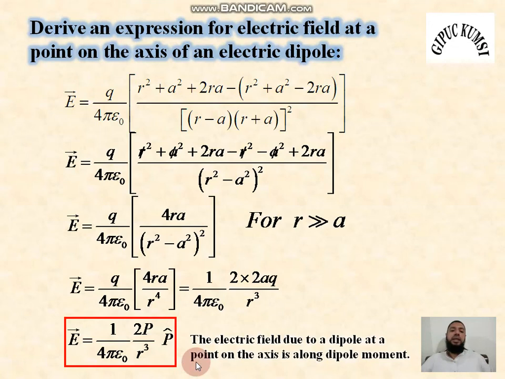Hence, the electric field due to a dipole at a point on the axis is always along the dipole moment. This is one of the very important derivations.